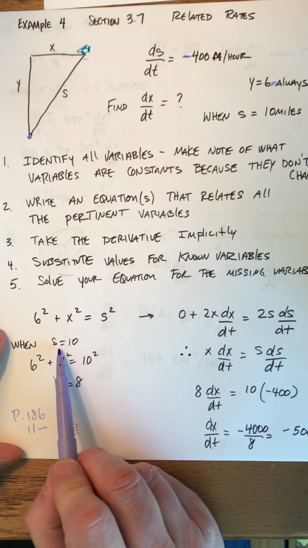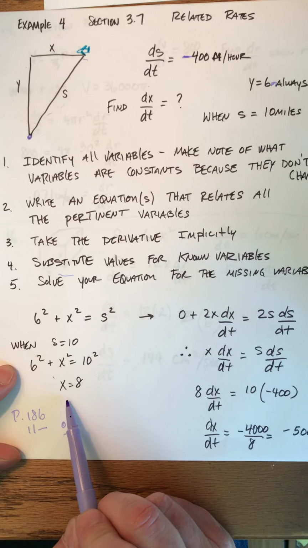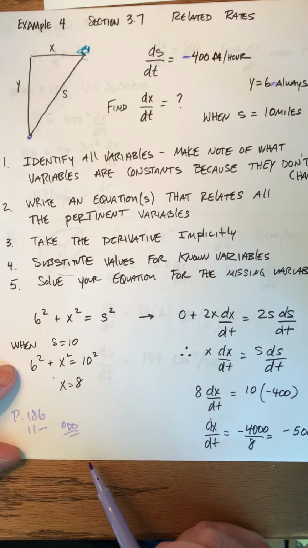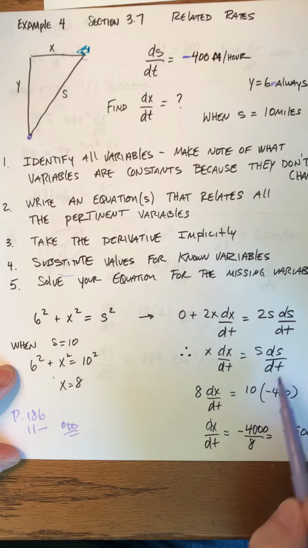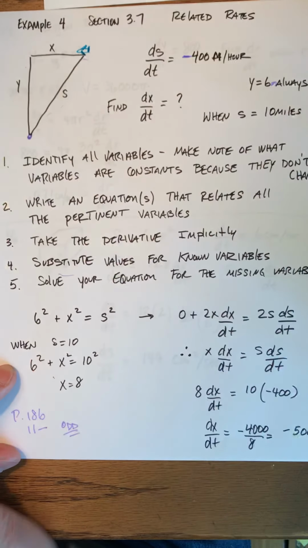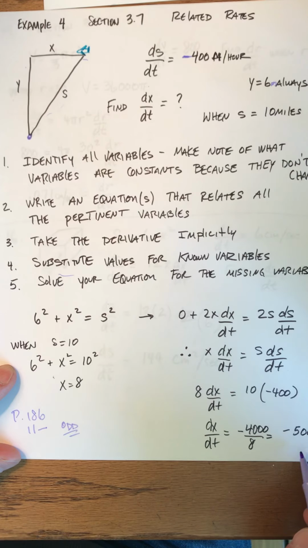Here's the thing: when they said s is 10, I know because of the Pythagorean theorem x is 8, and you can look at this later or pause your video to think about that. I put an 8 in for x, I put a 10 in for s, and a minus 40 in for the change in the distance between the radar station and the airplane. And I solve the equation, I get a negative 500 miles per hour.